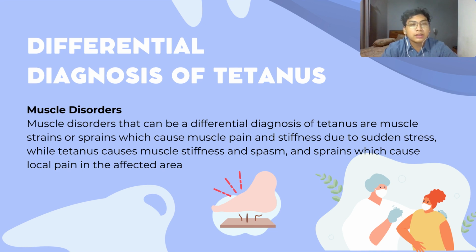I'm going to explain about the differential diagnosis of tetanus. In the case of tetanus, differential diagnosis includes consideration of many other medical conditions that can present with similar symptoms. The first one is muscle disorders. Muscle disorders that can be a differential diagnosis of tetanus are muscle strains or sprains, which cause muscle pain and stiffness due to sudden stress, while tetanus causes muscle stiffness and spasm, and sprains cause local pain in the affected area.